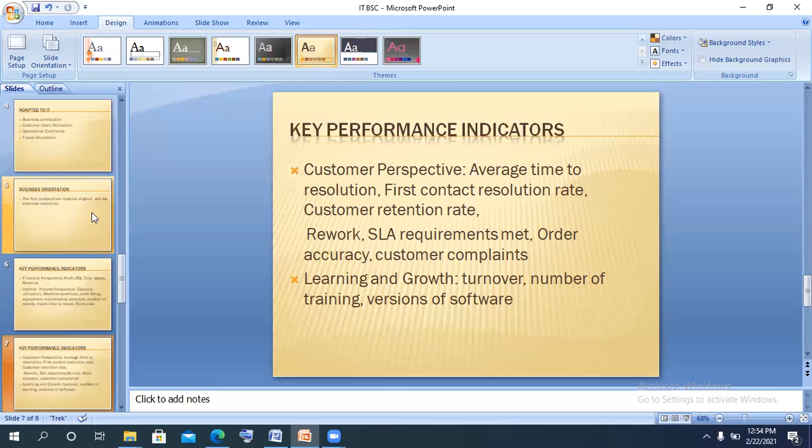Order accuracy: somebody said I need three, and the wrong number of items was sent. That can create problems and customer complaints. All this can be used as customer perspective indicators.